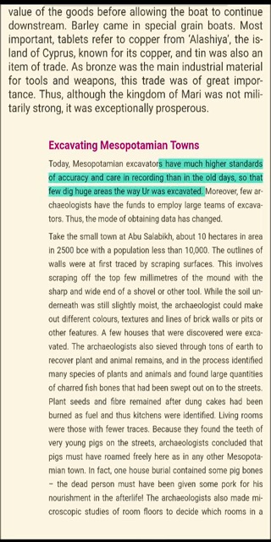excavating Mesopotamian towns today. Mesopotamian excavators have much higher standards of accuracy and care in recording than in the old days, so that few dig huge areas the way Ur was excavated.